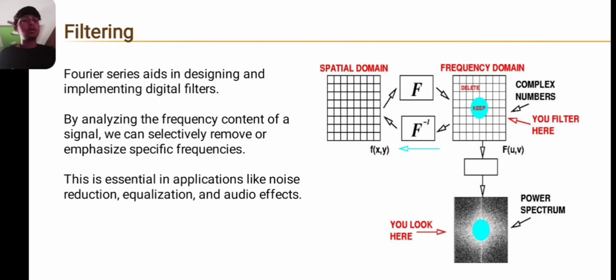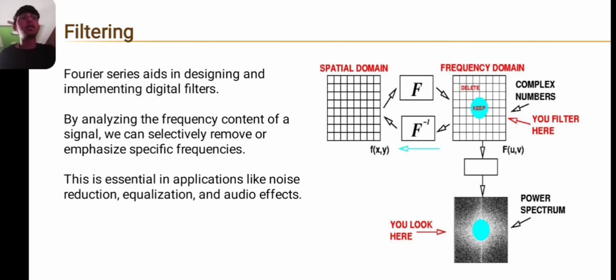Filtering. Fourier series aids in designing and implementing digital filters. By analyzing the frequency content of a signal, we can selectively remove or emphasize specific frequencies. This is essential in applications like noise reduction, equalization, and audio effects. Here we can see the picture: spectral domain, F and F inverse, frequency domain, in frequency domain complex numbers, and filter. Then next, power spectrum. We can see it in the picture also.